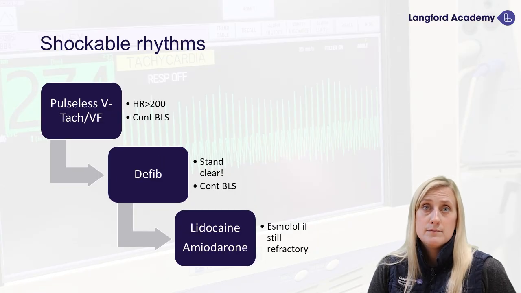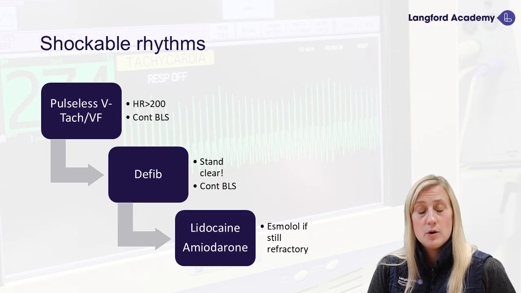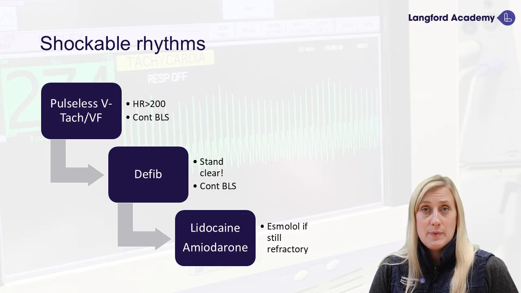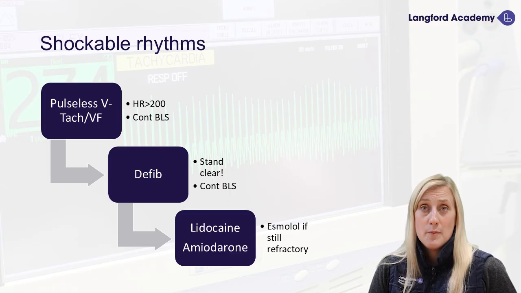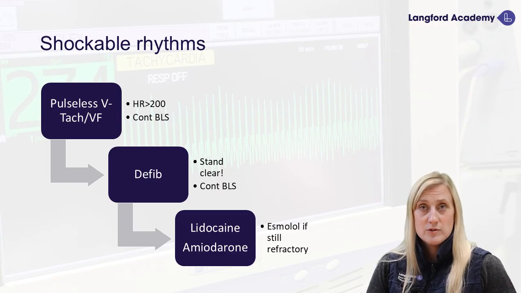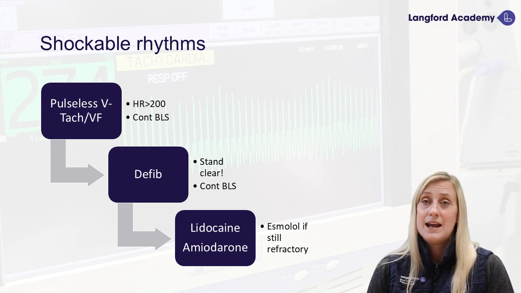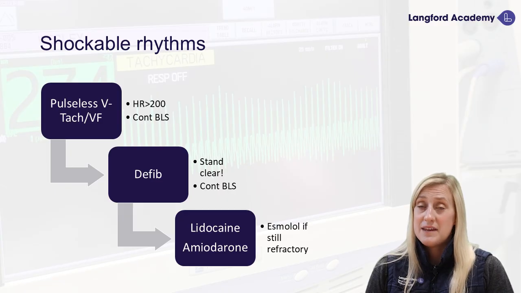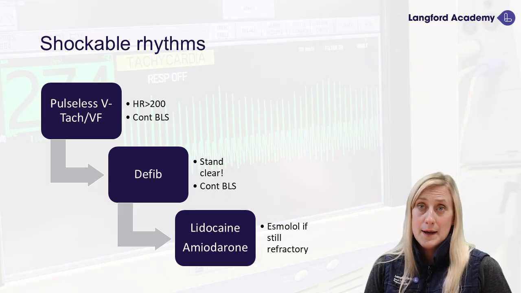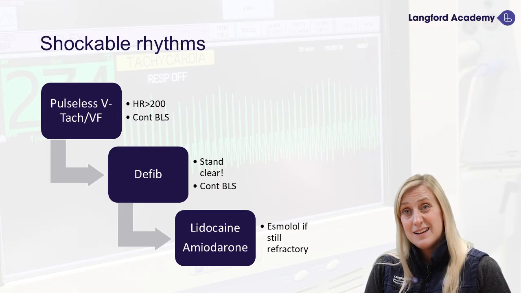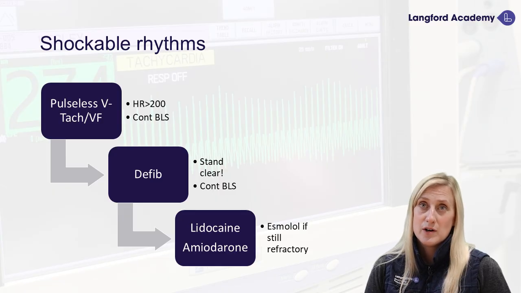And with our shockable rhythms, it's going to be pulseless VTAC, so the heart rate's over 100, 200, or ventricular fibrillation. We're going to continue basic life support while we're charging our defibrillator. We're going to put it on our patient, hold our patient, making sure everyone's standing clear, and then we're going to shock our patient, and we're going to continue those chest compressions and ventilation. If we're still refractory, we're going to be thinking about lidocaine therapy or amiodarone. Again, reaching for esmolol if we're still refractory.